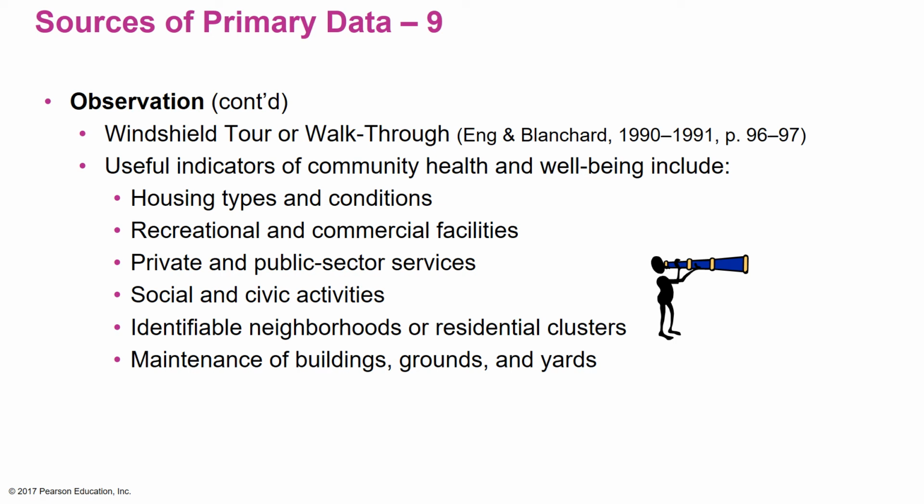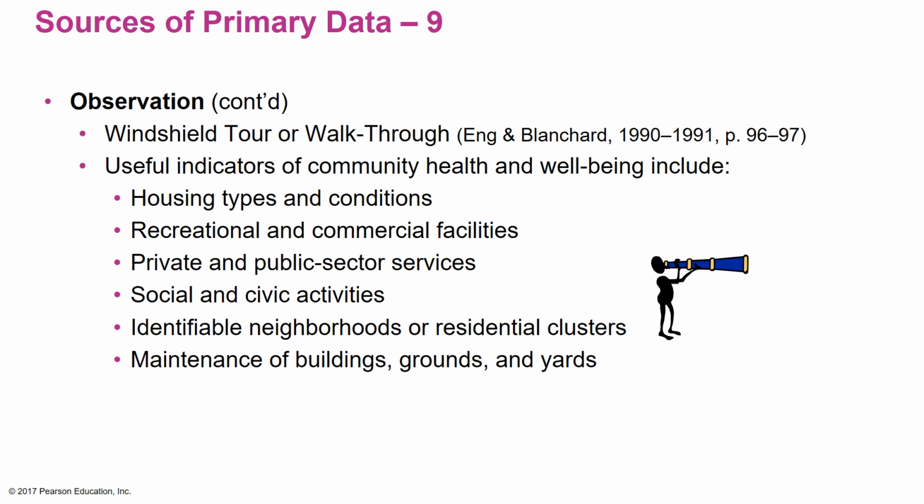Private and public sector services, what utilities are available in certain communities as opposed to others, social and civic activities. Again, as you're driving through, you just make note of these things. Identify neighborhoods or residential clusters. Again, because of geography, certain communities are kind of brought together because they've got I-95 on one side, Atlantic Boulevard on the other, and they're kind of pinned in.